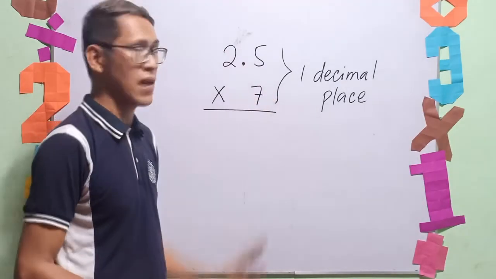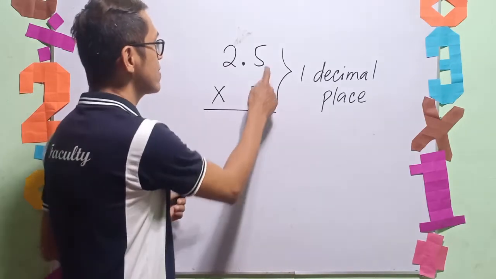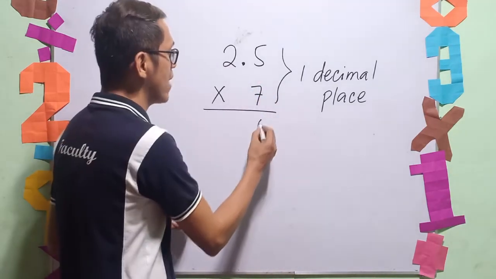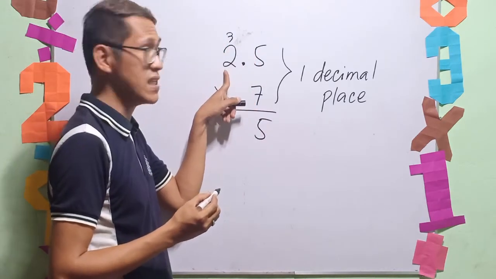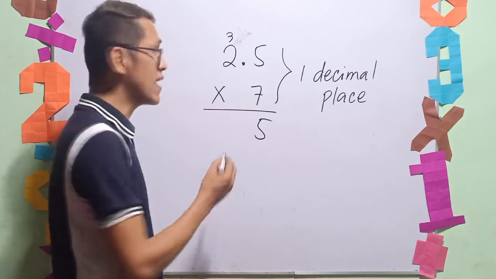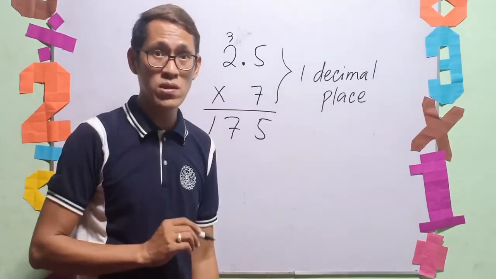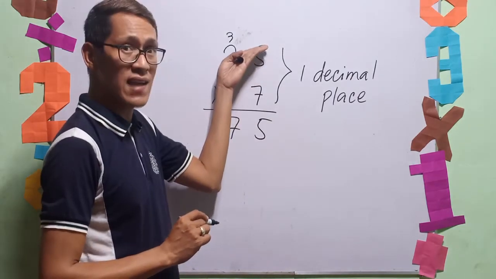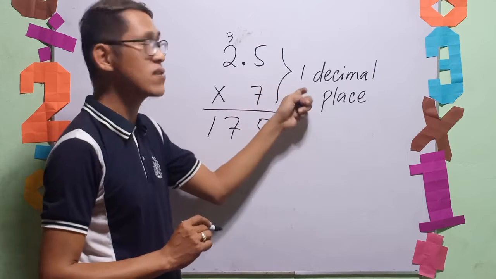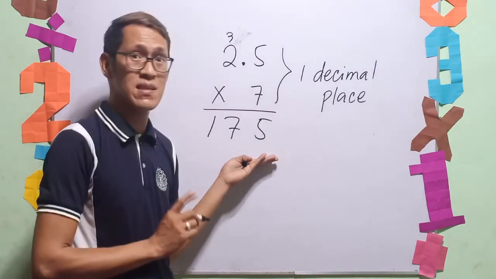Now, let's multiply this like whole numbers. 7 times 5, that's 35. So 5 carry 3. Then 7 times 2, that's 14. 14 plus 3, that's 17. Now, after you multiply them as whole numbers, look at the decimal places in the factors. There is only one. So in the product, there should also be one decimal place.